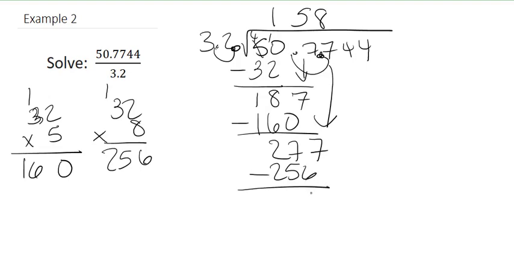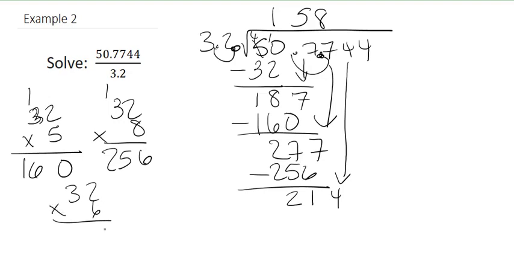7 minus 6 is 1. 7 minus 5 is 2. So now we have 21. Now we're going to bring down that 4. And then we have 214. Next let's just try 6. 32 times 6. 2 times 6 is 12. Carry the 1. 3 times 6 is 18. Plus 1 is 19. So 192.